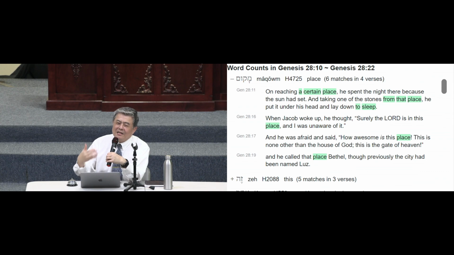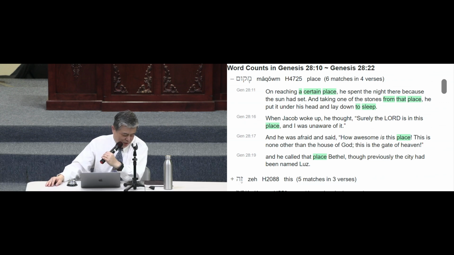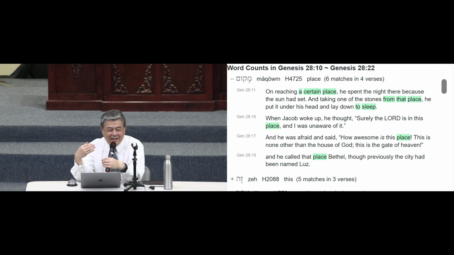Now, so that's observation, right? But then, as to why, you cannot get the author back in time, go back to the future and ask, hey, why didn't you say on reaching Luz? Why did you say on reaching that place? You cannot do that, right? Because the author is not around. You can ask him when you go to heaven, but now you have to make an educated guess. Why? So that's interpretation.